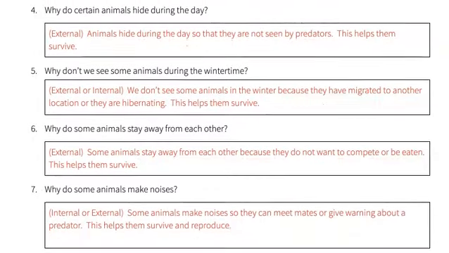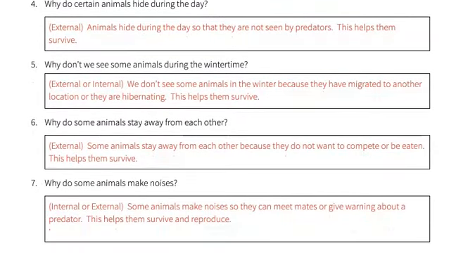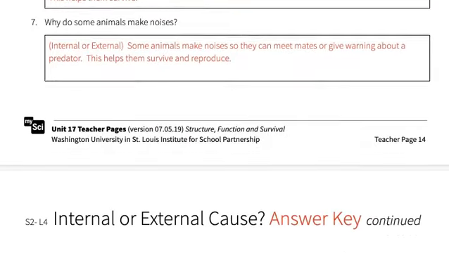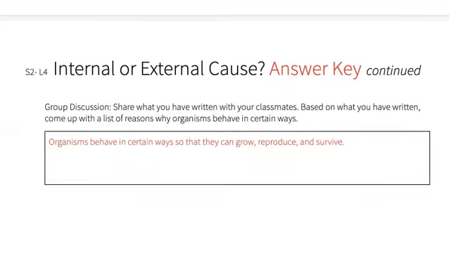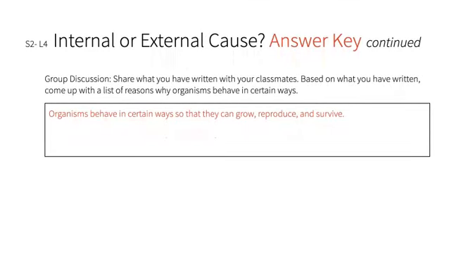It might be helpful to start a chart paper to capture student responses. The focus of this activity is to expand their thinking about why the behaviors happen. Note the group discussion task at the end of this sheet, where students should record why organisms behave in certain ways.